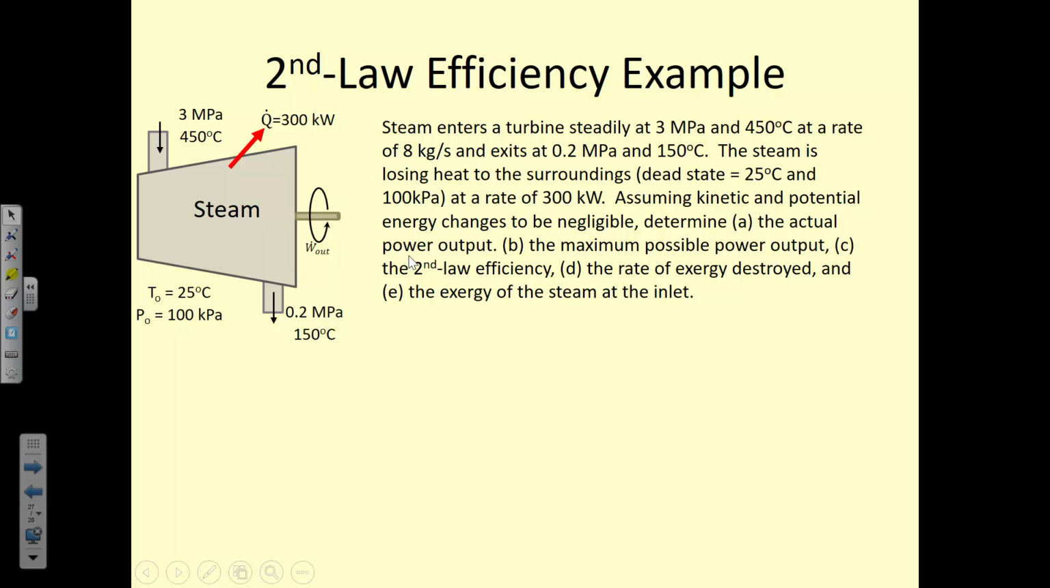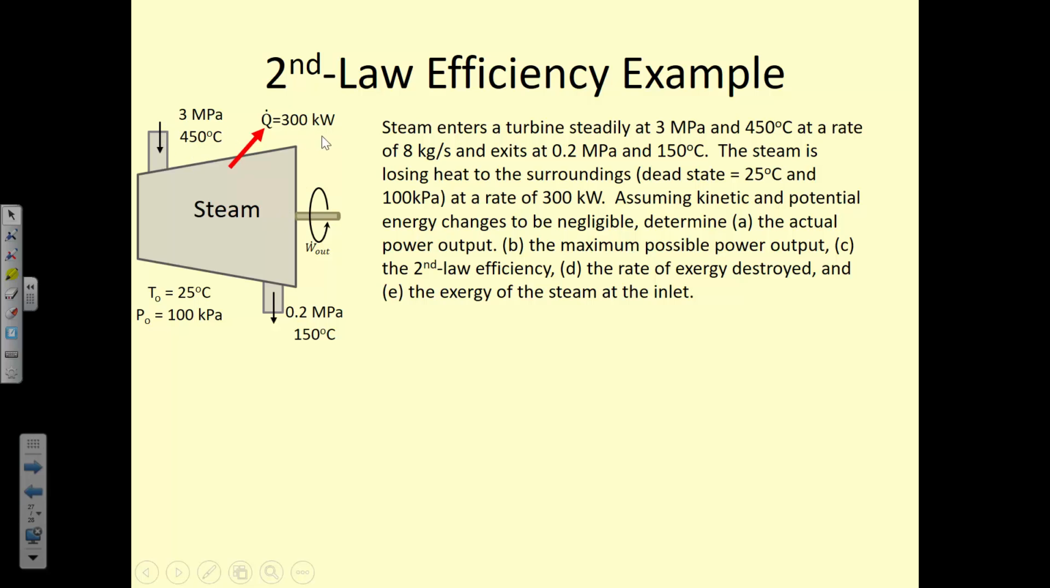So there are a lot of different components to this that we're going to figure out. Steam is entering a turbine steadily at 3 megapascals and 450 Celsius at a rate of 8 kilograms per second. And then it exits at 0.2 megapascals and 150 degrees Celsius. And then the steam turbine is also losing heat to the surroundings. I think this is probably the first time we've analyzed a non-adiabatic turbine. But it's good to complicate things every once in a while.